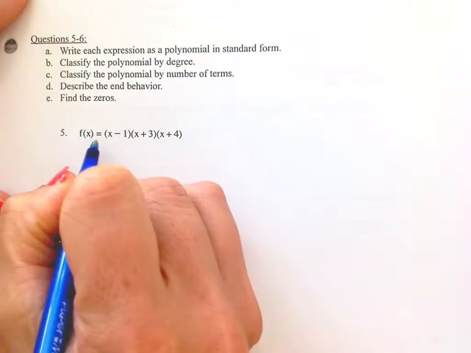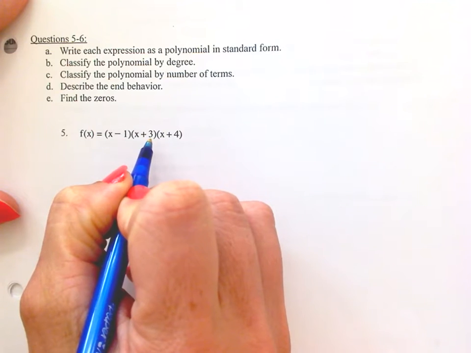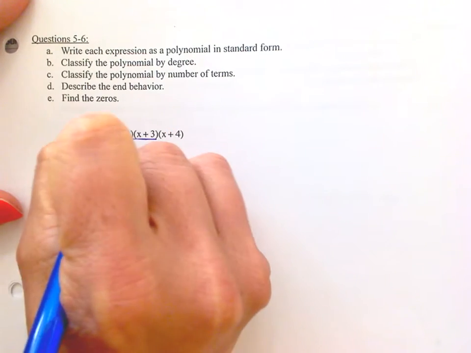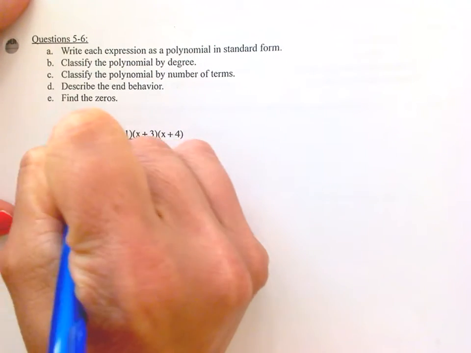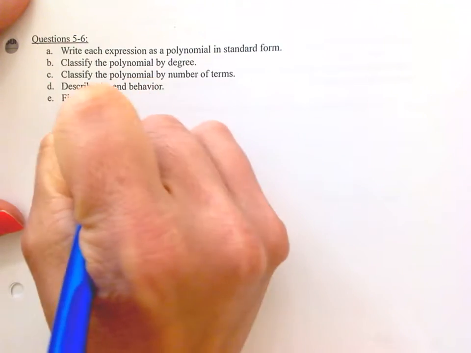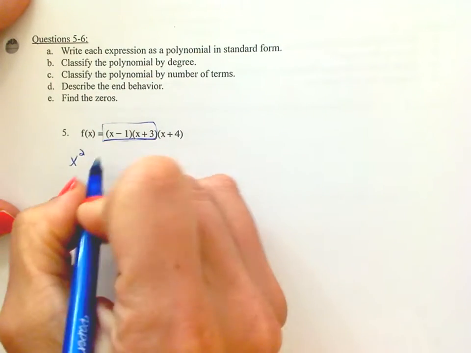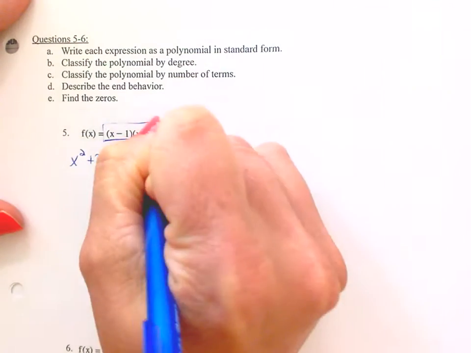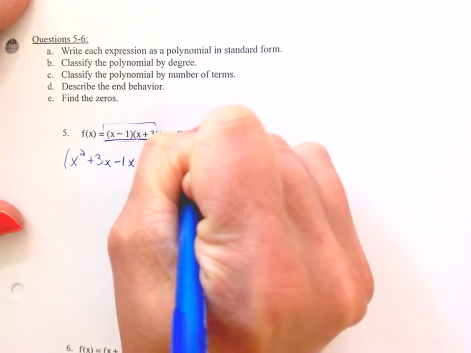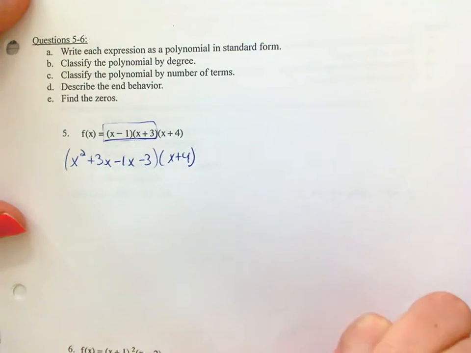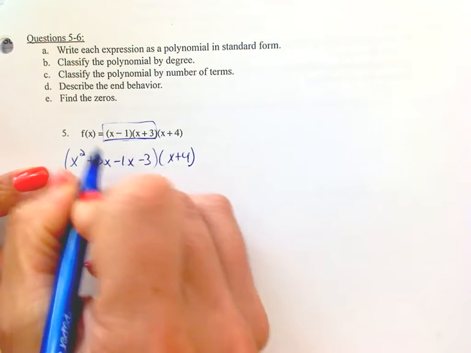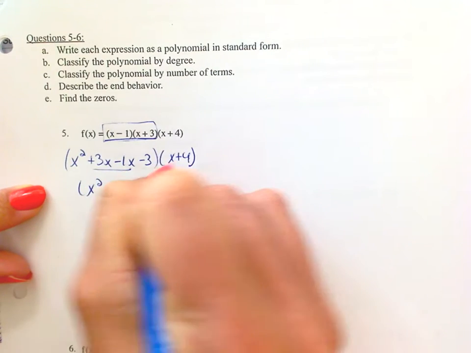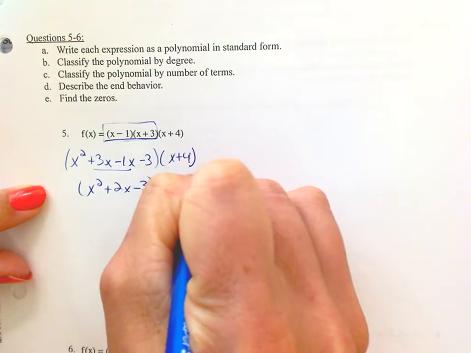So you can choose to multiply any of these together first. I guess just start with your first two here. We're going to have to FOIL those. So again, we're just going to FOIL these two, and we'll get x squared plus 3x minus 1x minus 3 times x plus 4. Go ahead and group together what you can. Combine your like terms here to make it x squared plus 2x minus 3 times x plus 4.